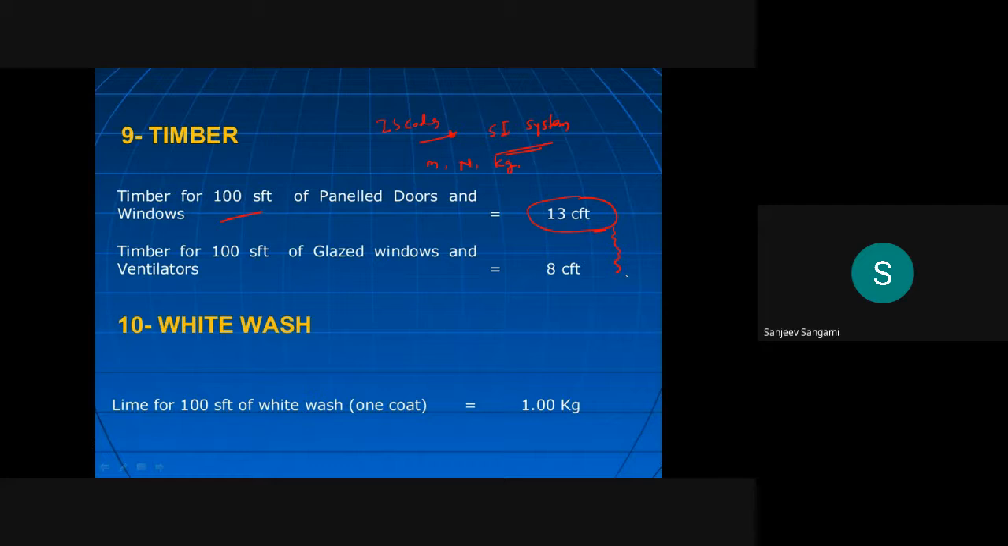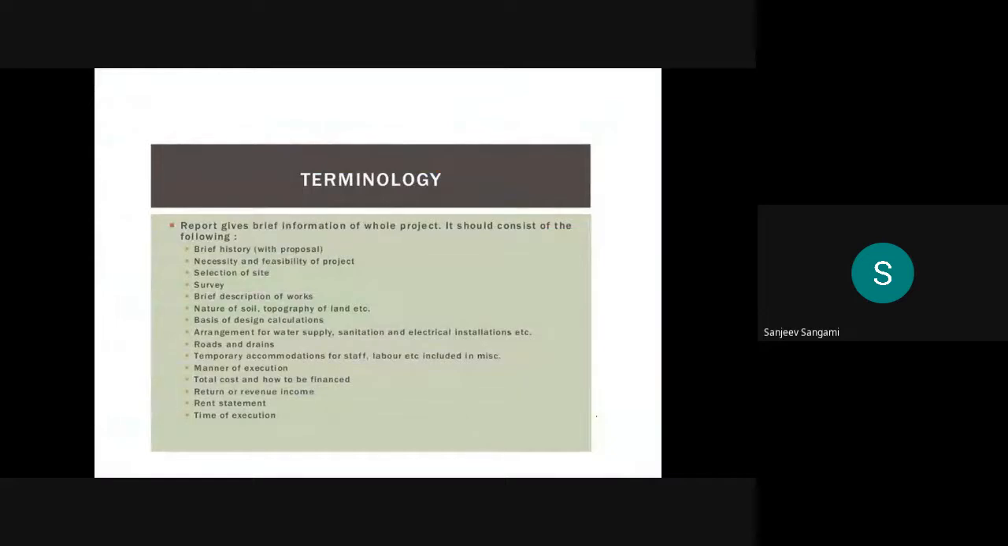Then whitewash. So lime for 100 square feet of whitewash, one coat. Normally it has to give one coat. It has to give 1 kg. Then we'll move on to, of course, we'll not give that much stress on that, but still some of the terminology, like 1 kg of cement, 50 kg in terms of volume, how much it will give. So that much information is required, but better to follow the SI system.